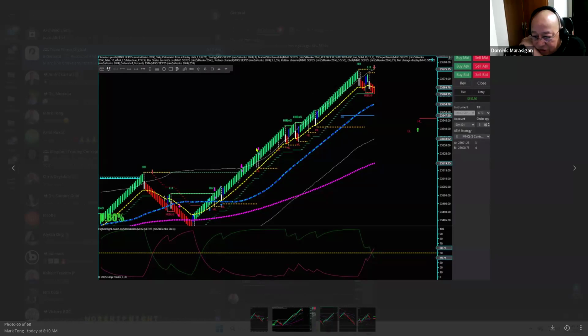Like you see this pullback. You could have entered right there. Stop would have been here, and you would have still kept on going. You'll get used to that. Yeah, you'll get used to it.